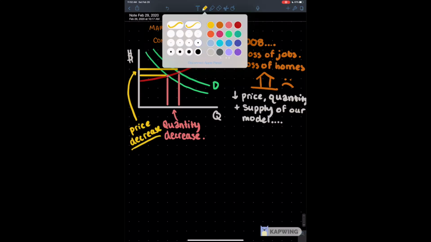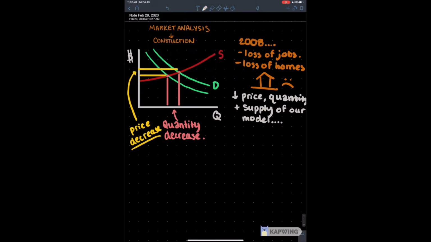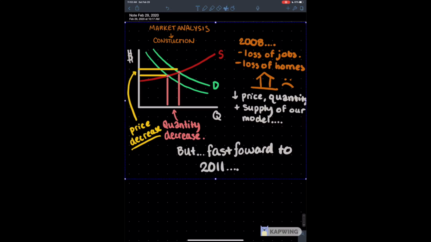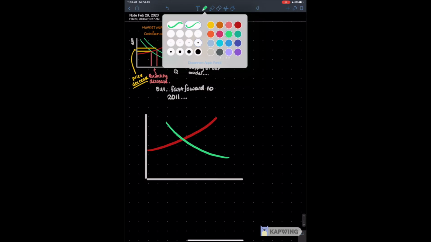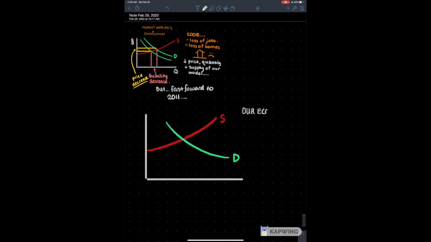In 2008, during the recession, the construction industry was at its lowest. During this time, there was an overall shift in the demand curve to the left. This means that there was a decrease in the demand. This, of course, affects our equilibrium points. It lowered the quantity of our supply and demand model. The economic conditions during this time contributed to this overall decrease.